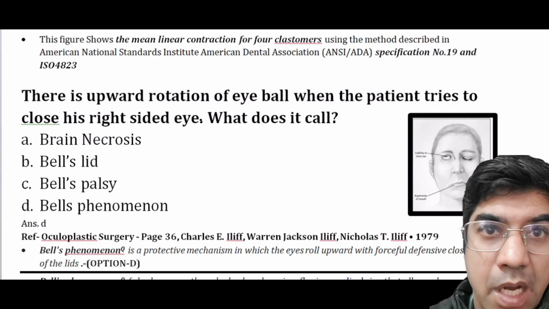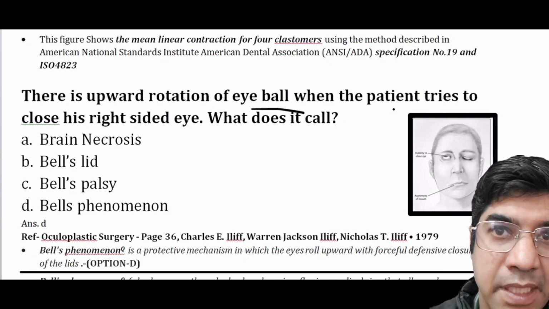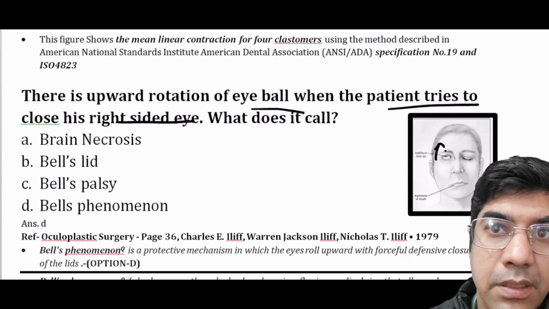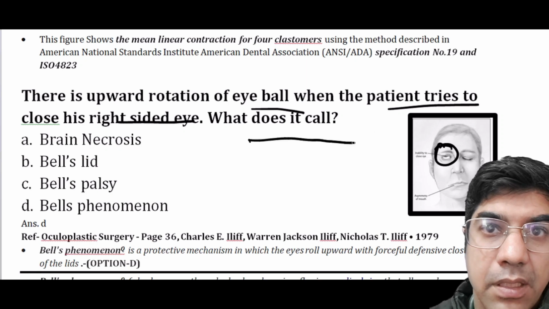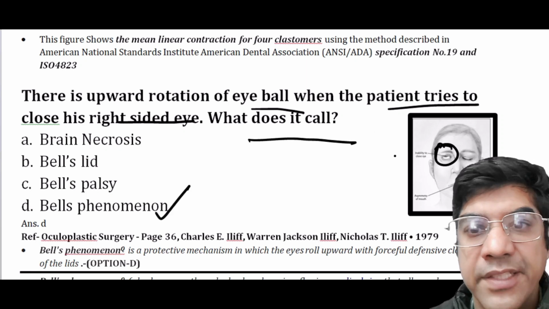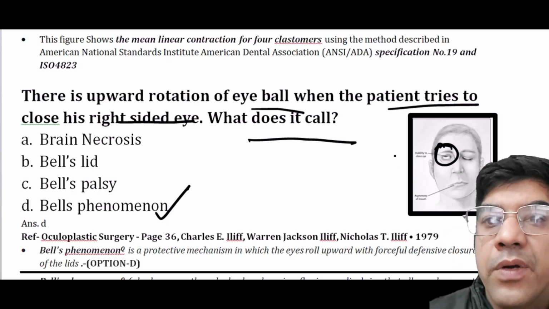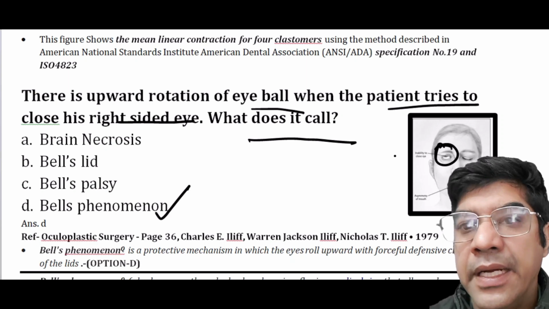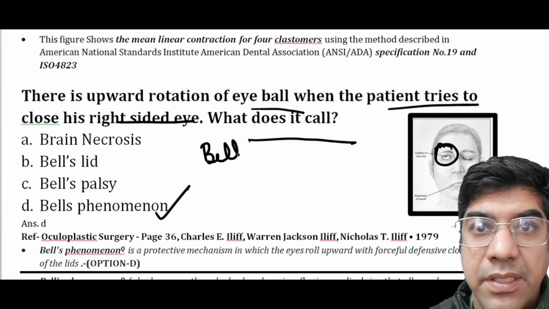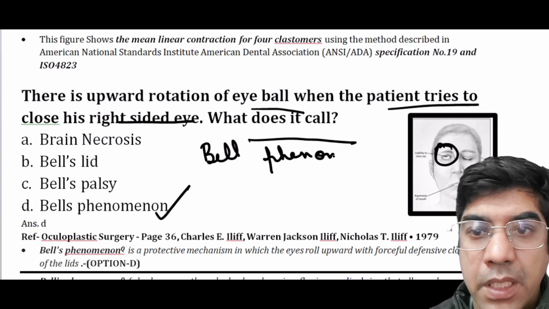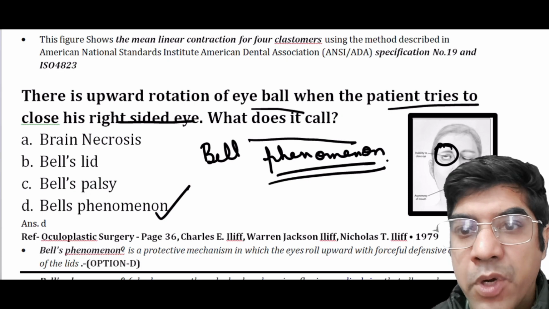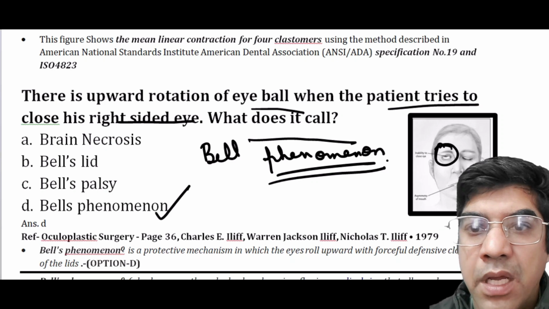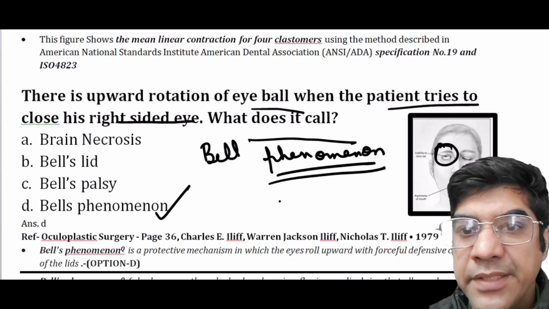Coming to the next question, there is upward rotation of the eyeball when the patient tries to close his right-sided eye. So what do you call it? It's known as Bell's phenomenon. The upward rotation of the eyeball when the patient tries to close the right eye is referred to as Bell's phenomenon. It is a protective mechanism in which the eye rolls upward with forceful defensive closure of the lids.